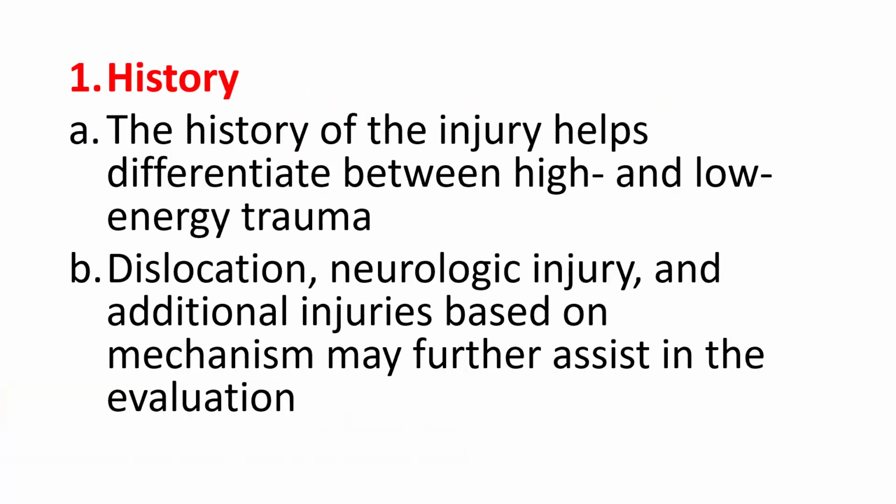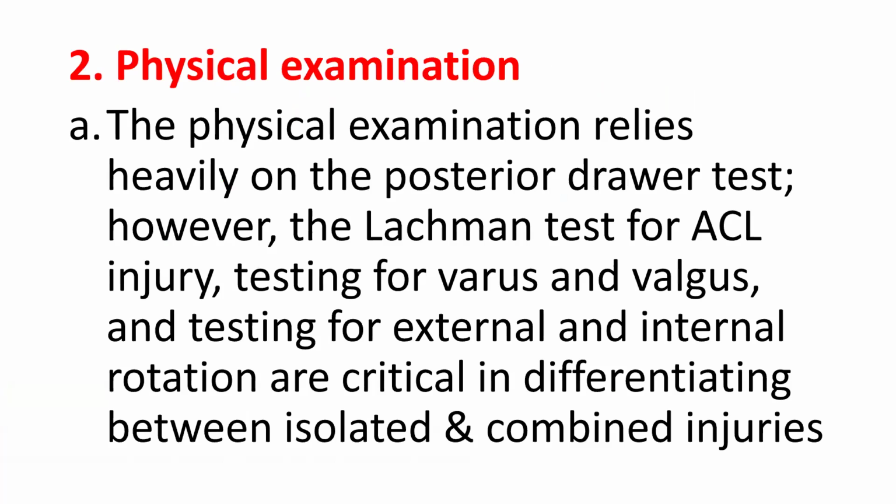What about the history? The history of the injury helps differentiate between high and low energy trauma, and dislocation, neurologic injury, and additional injuries based on mechanism may further assist in the evaluation of these patients. The physical examination relies heavily on the posterior drawer test. However, the Lachman test for ACL injury, testing for varus and valgus, and testing for external and internal rotation are critical in differentiating between isolated and combined injuries, meaning that both the ACL and PCL may be injured, and thus the posterior capsular components may be injured. You have to make sure that these don't occur in combination.